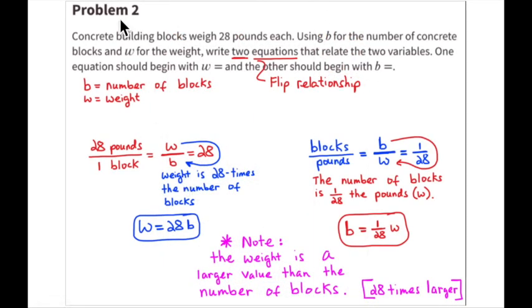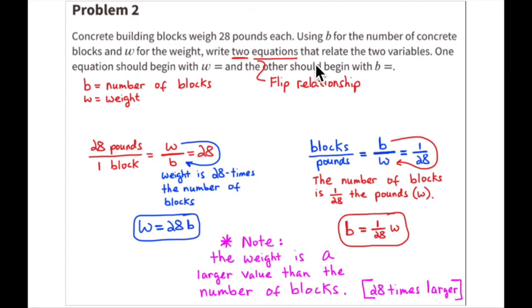This is problem number 2. You have concrete building blocks. Each one of those blocks weighs 28 pounds. So think about that for a moment. That's pretty heavy, standing there with 28 pounds. You just have one block, a single block weighs 28 pounds. Use B for the number of concrete blocks and W for the weight.